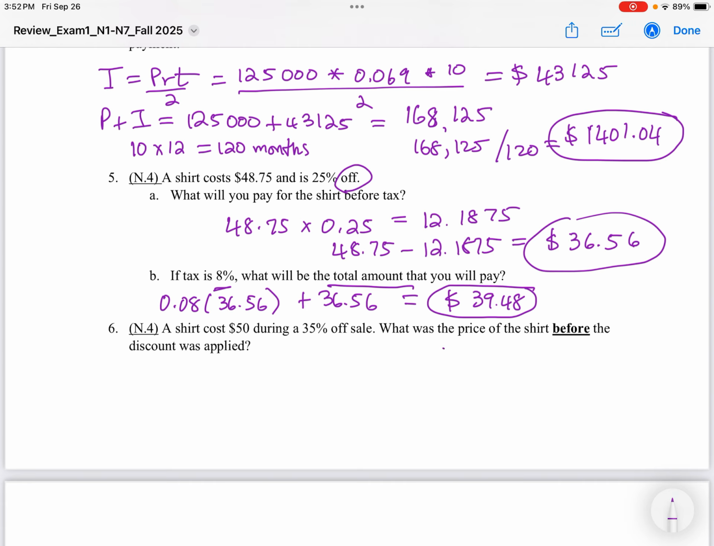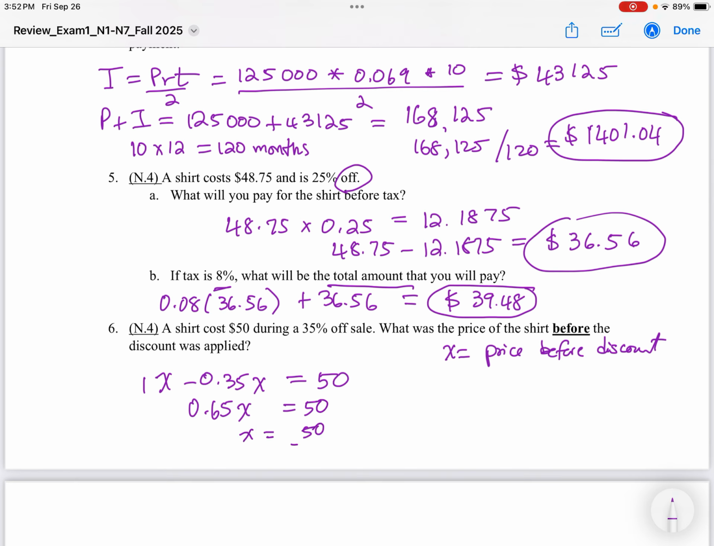So in this case, you have to let X be the price of the shirt, price before the discount was applied. So this is the total original price, and you take away 35% of that, and then you end up paying $50. Okay, so this is 1x minus 0.35x. When you subtract, that's 0.65x, which is equal to 50, and then you divide by 0.65. And you get $76.92 as the cost before the discount. I hope that makes sense.